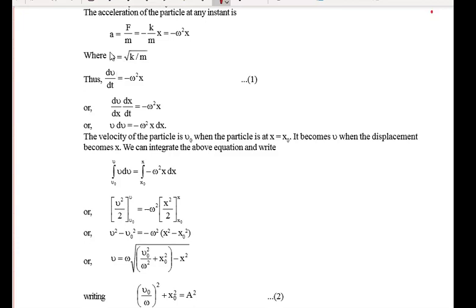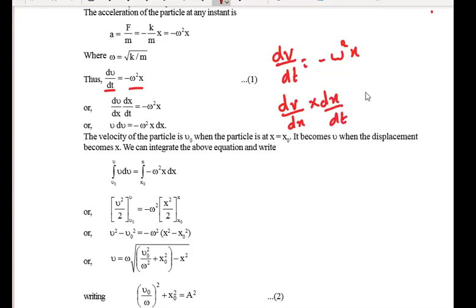We started with F by m, so omega is equal to root k by m. Now, dv by dt is equal to what? Acceleration, which was minus omega square x. But this is in terms of x, and this is in terms of t. How to derive it? I'll use the chain rule. dv by dt can be written as dv by dx into dx by dt. Right, everyone? This is what we can do. It is minus omega square x.